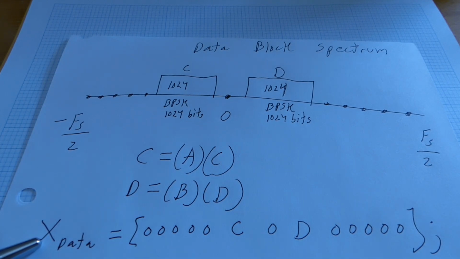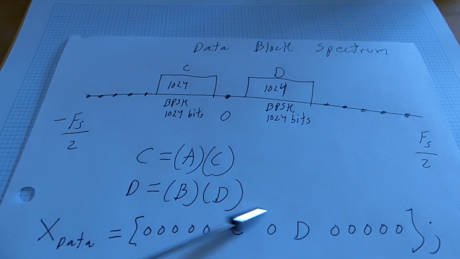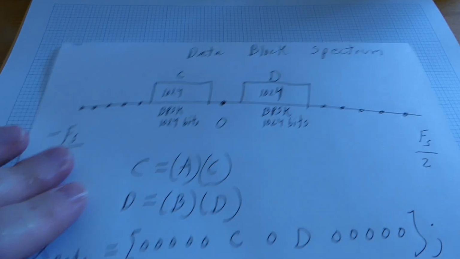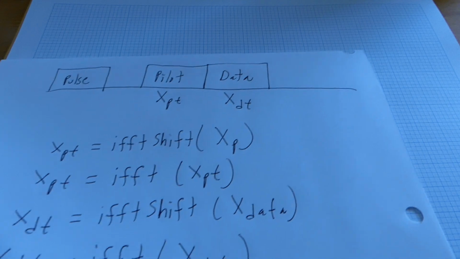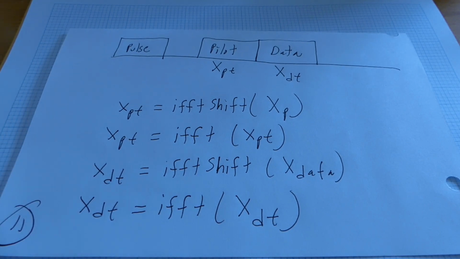And then we shove it in here in our vector. Again, this is still a frequency bin vector, and that's it. Now we have to get back to time. Well, how do we get back to time? Well, we got to take our IFFT here, as you can see.